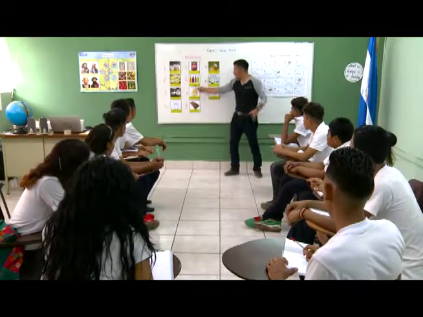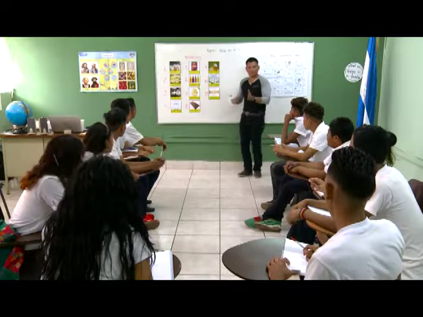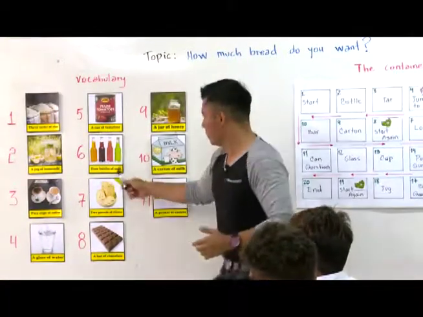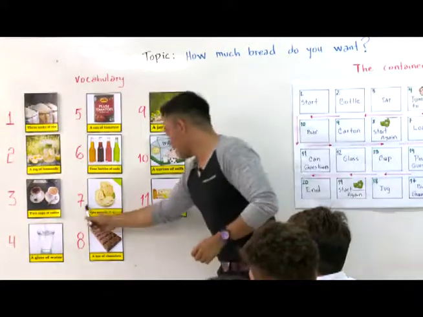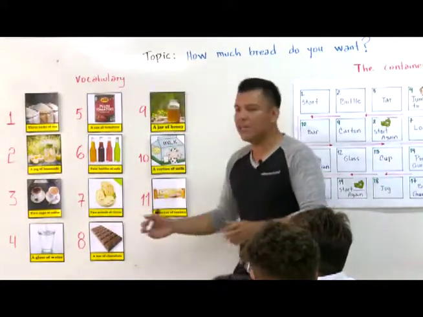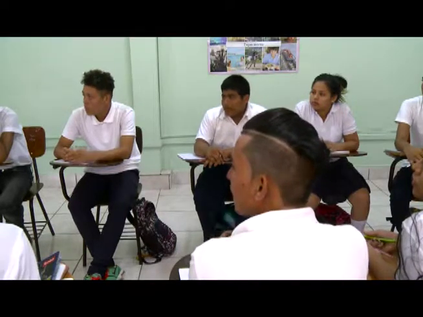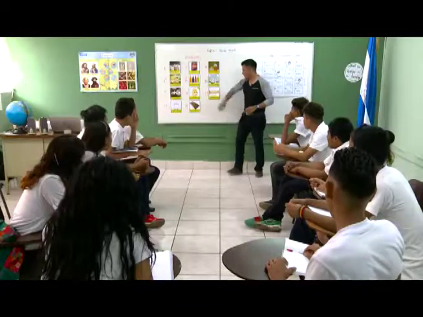Number 6, 4 bottles of soda. Great. Number 7, 2 pounds of cheese. Excellent.